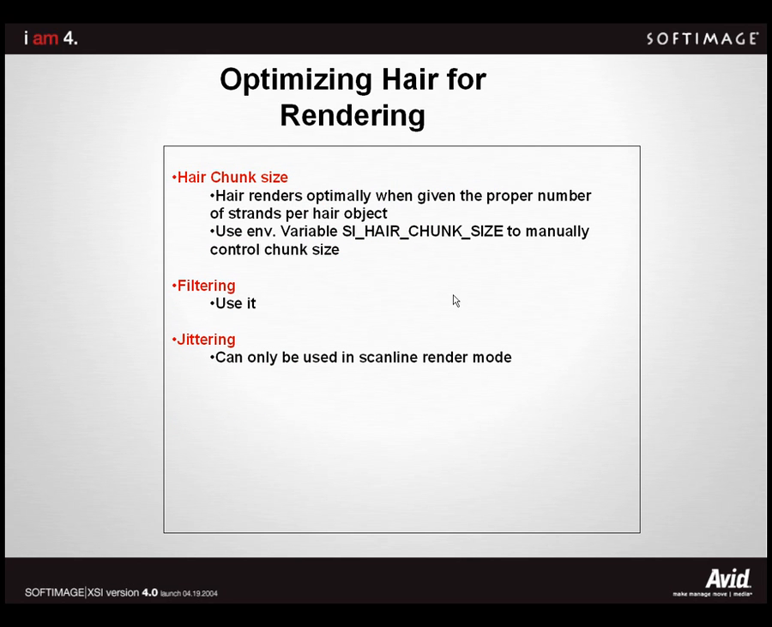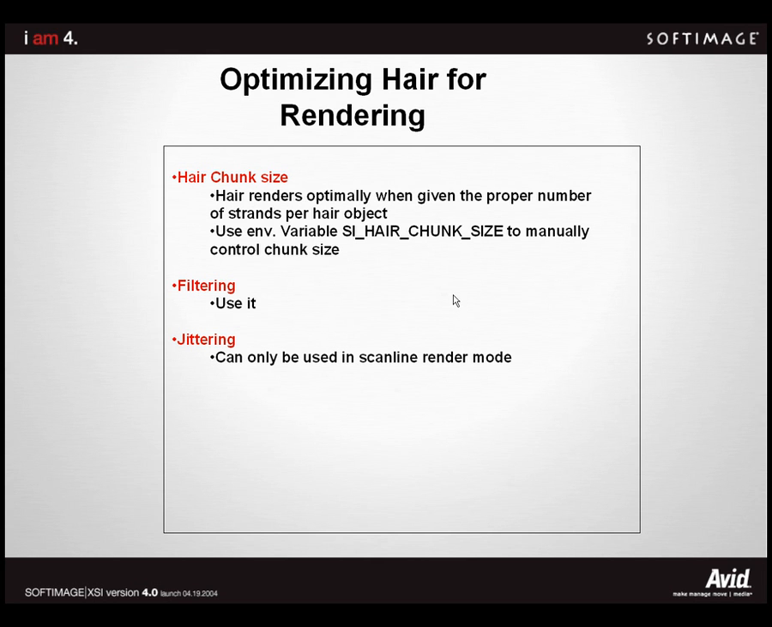Hair chunk size. We found that it's really important to have the optimal number of hair strands per hair object. This varies whether you're going with a ray trace method or Scanline. By default, we limit each hair object to about 40,000 hairs. To manually override this, you can use the environment variable SI hair chunk size to control the chunk size.